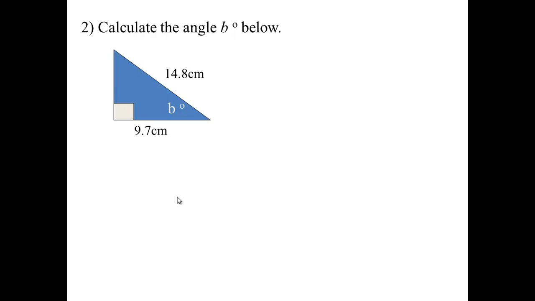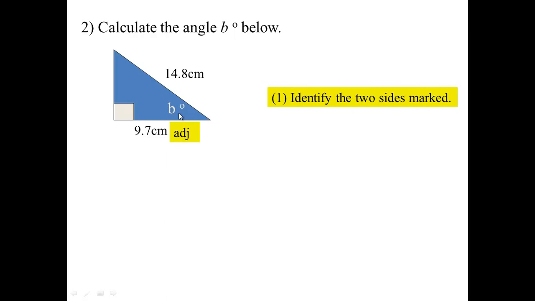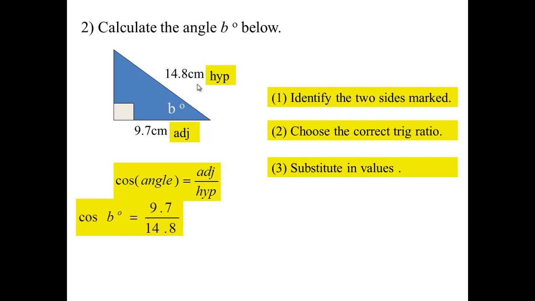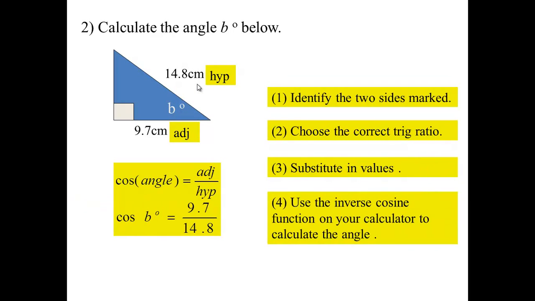Similarly, for this question, 14.8 cm is the hypotenuse because it is the length opposite the right angle. 9.7 cm is the adjacent length because it's beside the angle B. We choose the correct ratio for adjacent over hypotenuse, substitute in the values, and use the inverse cosine function on the calculator to calculate the angle.